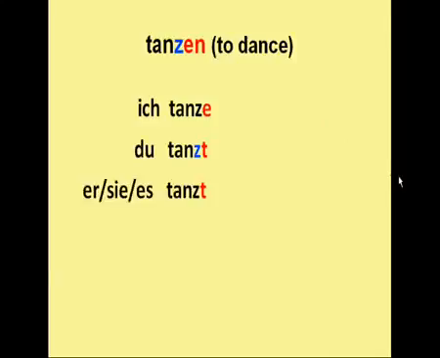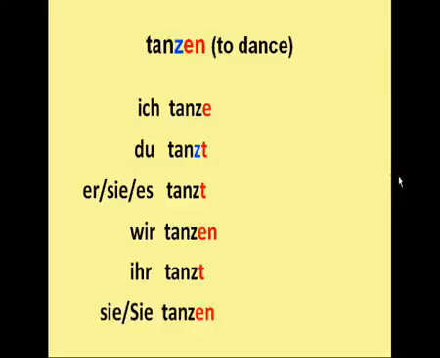So here is an example of such a verb. It's the verb tanzen in German, which means to dance. This verb has an en ending but has a z before, and if you like to, you can pause now the video and guess how it is conjugated. Ich tanze, du tanzt, er, sie, es tanzt, wir tanzen, ihr tanzt, sie tanzen.